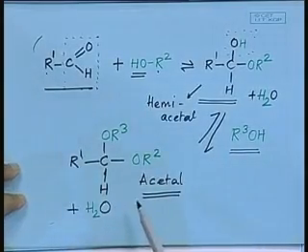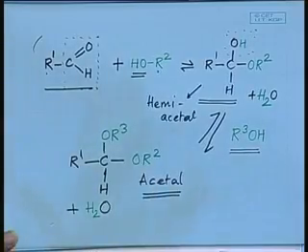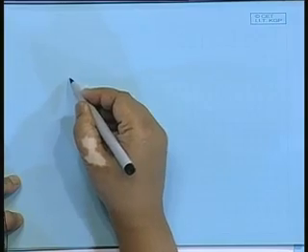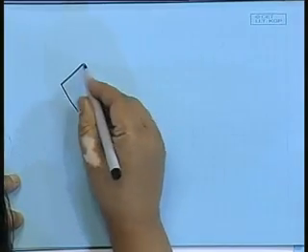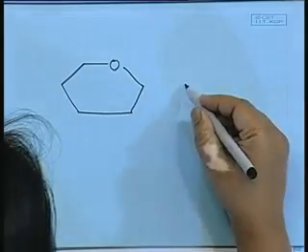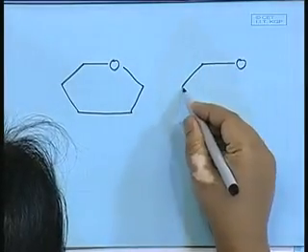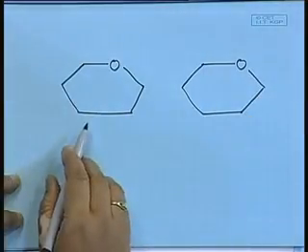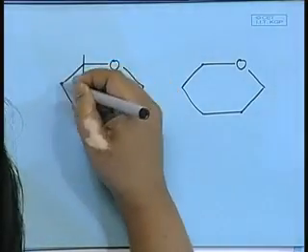Now, depending on my cyclic structure, I have either an alpha form or a beta form, right? Let us just draw one form here, or in fact, let us draw both forms so we know what we are talking about. We have two forms here. What are these? These are pyranose rings.